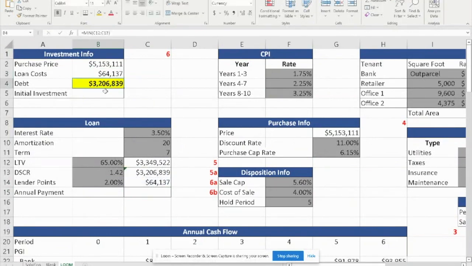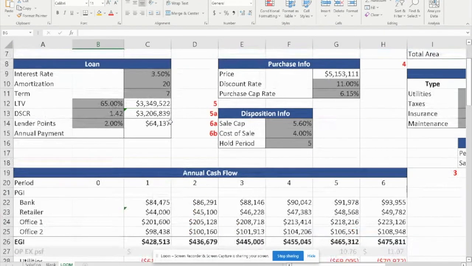With that information, you can calculate the initial investment amount. The initial investment amount is always going to be the purchase price plus the loan cost minus the debt. That's going to be your initial investment. So in order to buy this property using the debt service coverage ratio of 1.42, you need to have $2.2 million to purchase this $5.1 million property.